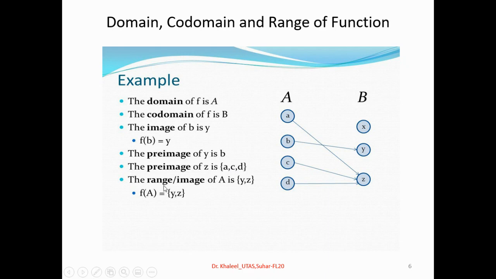And what is the range? The range is those elements of the codomain which are related. So here X, Y, Z is the codomain. X is not related to any element. The only two elements related are Y and Z. Therefore, the range of F is Y comma Z. That is, F of A is Y comma Z. So what we understood here is what we mean by domain, codomain, range, image, and pre-image.